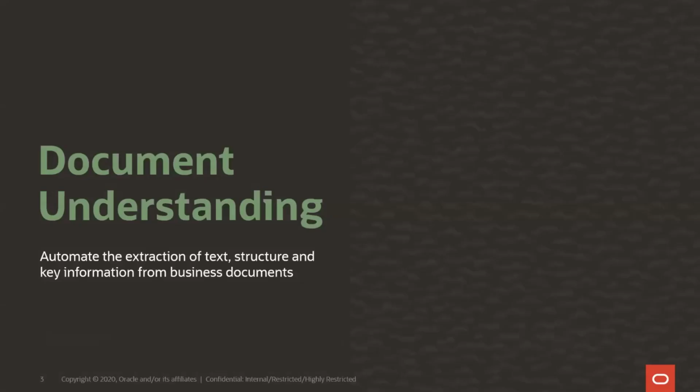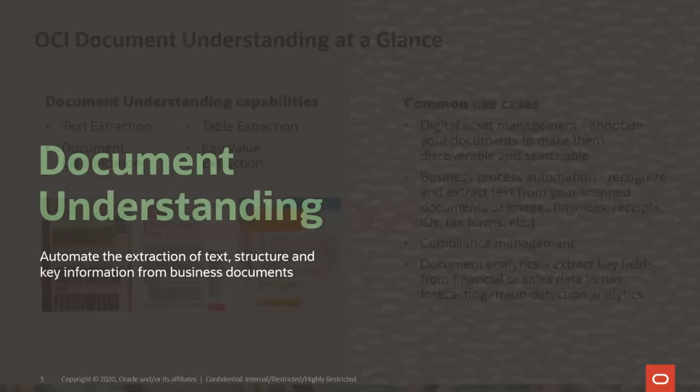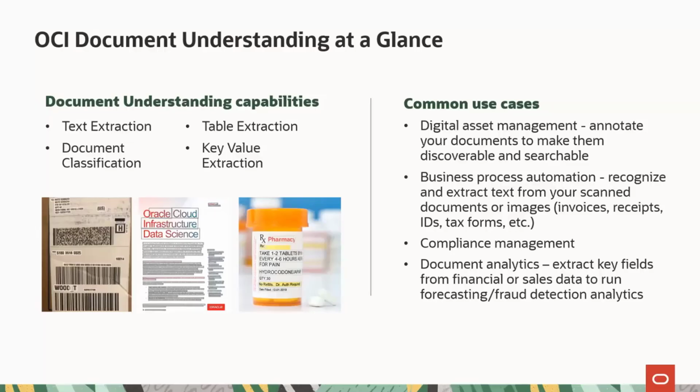So what do you really get when you use OCI Document Understanding service? It's really meant to be a powerful and easy to use tool for developers to extract text, tables, and other types of key information from really any type of document. I'll spend some time walking through each of these key capabilities and what some of the common use cases are in this overview today.